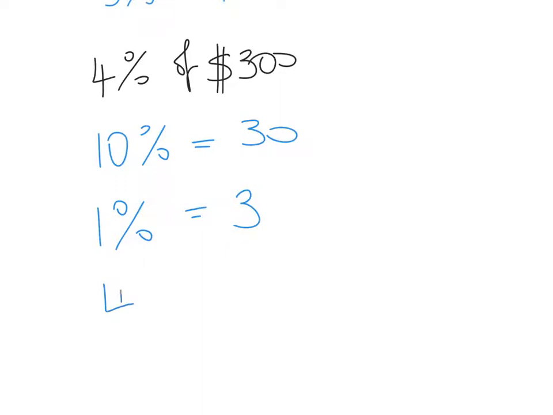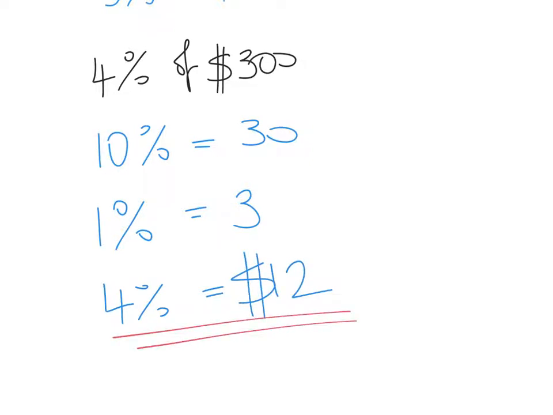So that means 4% must be 3 4s are 12, so $12. And there's our answer to the second question. I'll talk you through that one again. We divided by 10 to get 10%. We divided by 10 again to get 1%. And once we knew 1%, we multiplied that answer by 4.